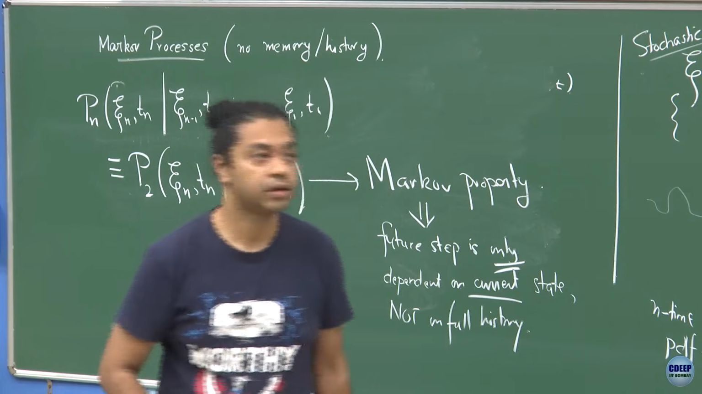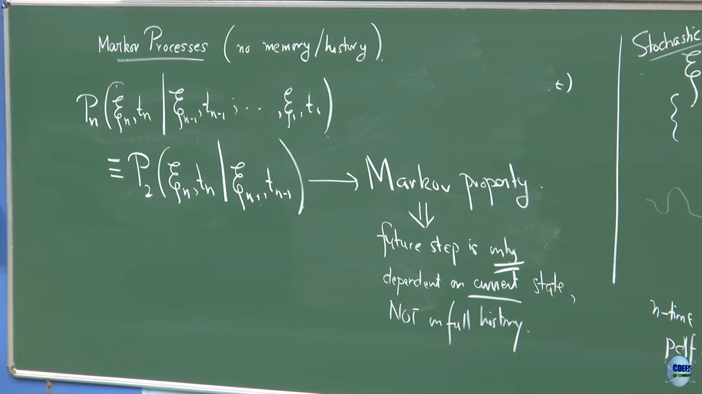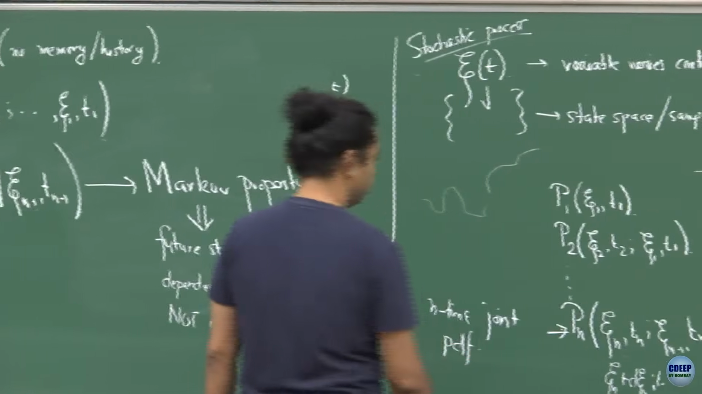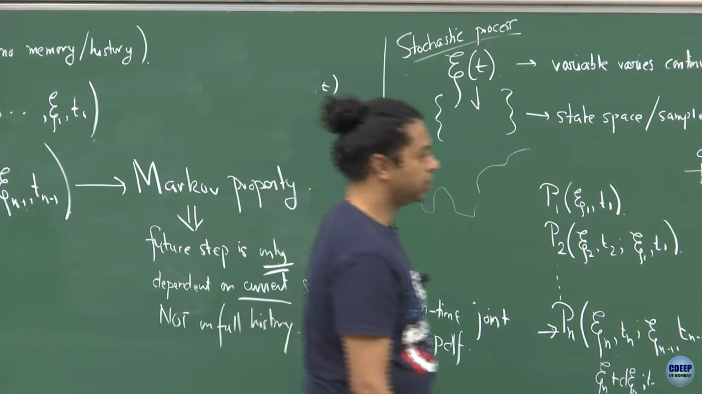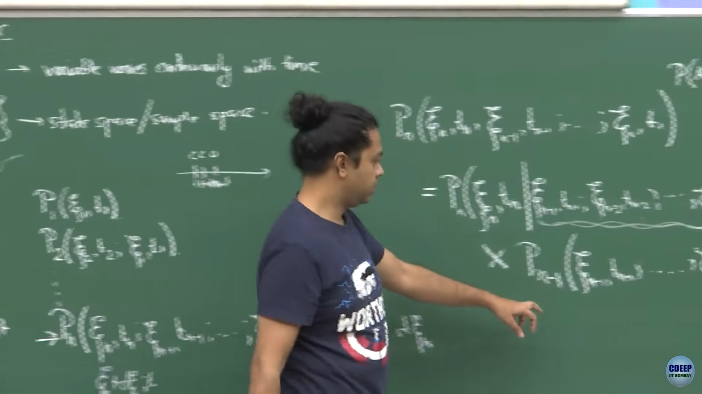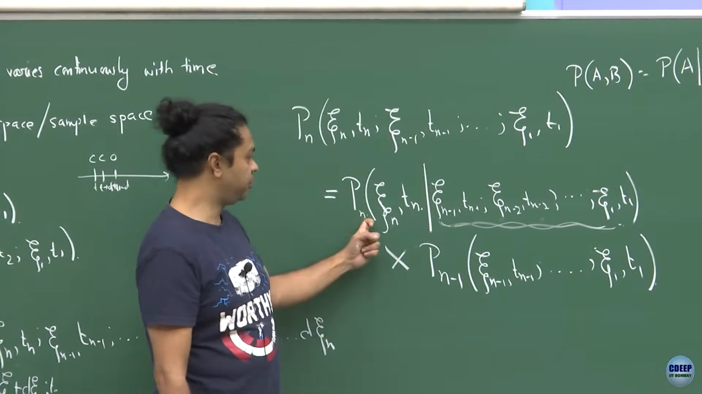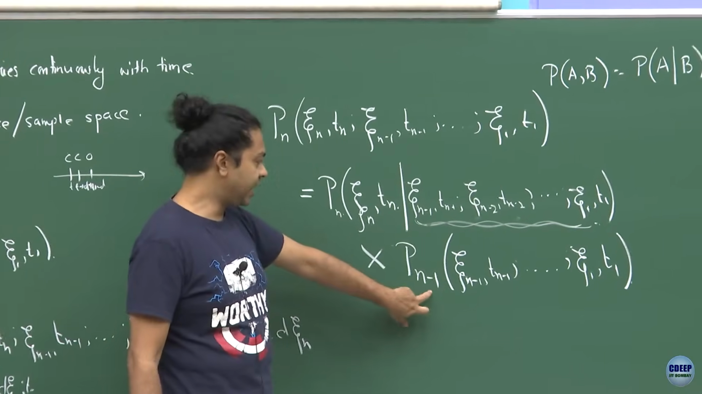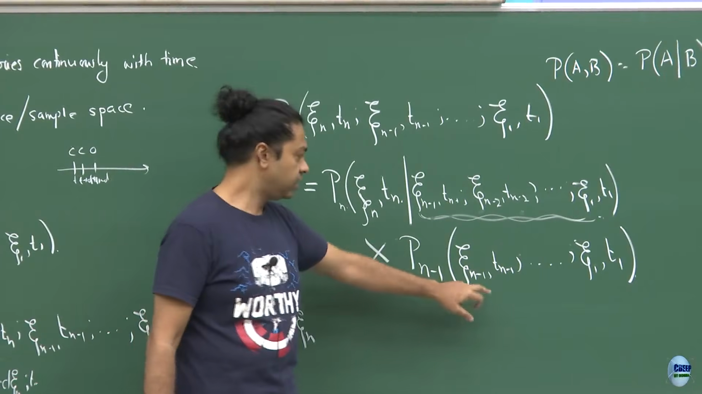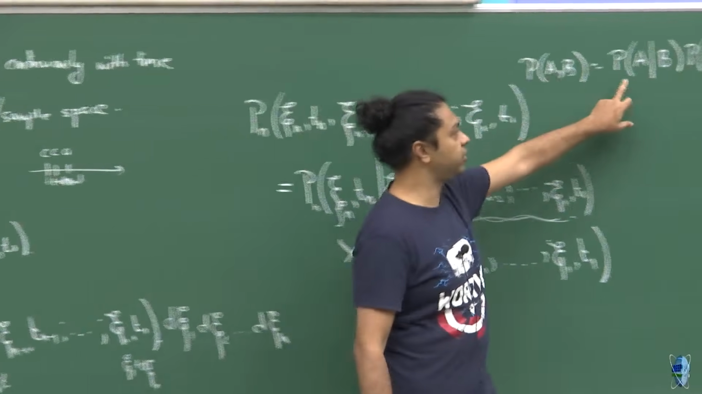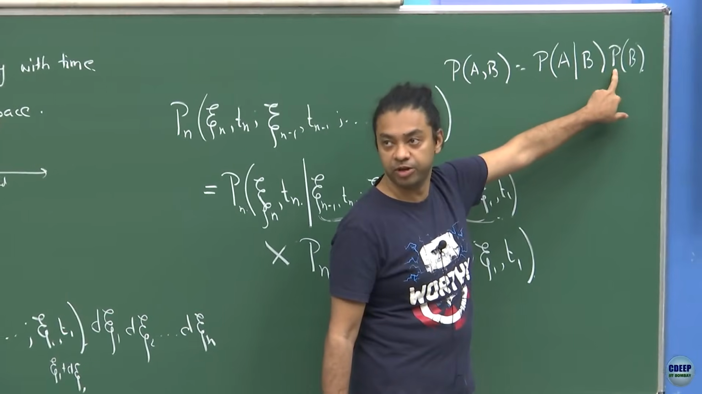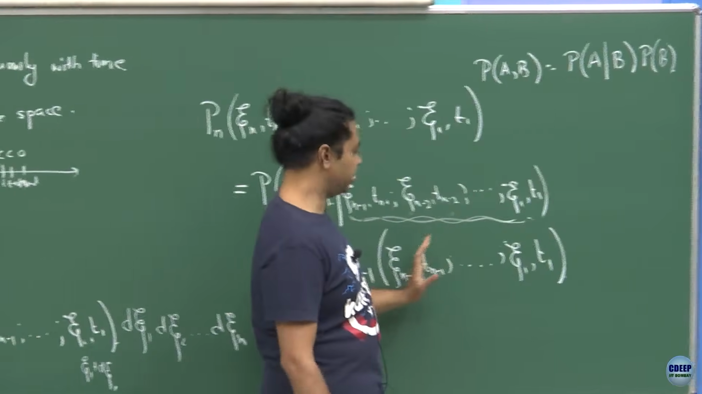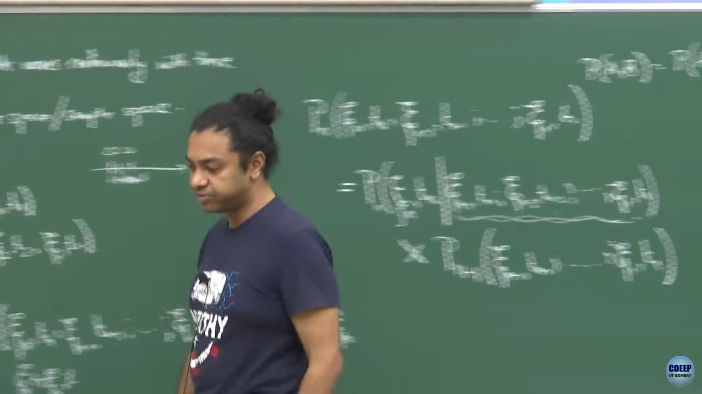All right, is this clear? Once you do this, then you can do this for every one of these. So, now I have broken up this n-time joint probability into a 2-time conditional. Now, I have this n minus 1 time joint probability. This also I can break into a conditional and an n minus 2 times joint probability, and then the conditional again will only depend on the single time step before it.